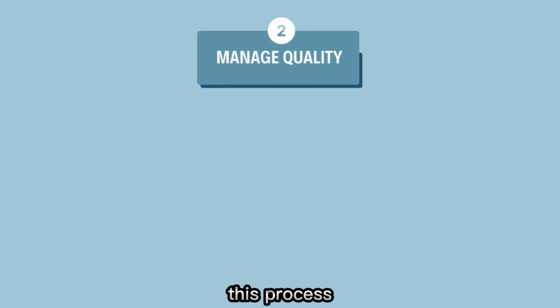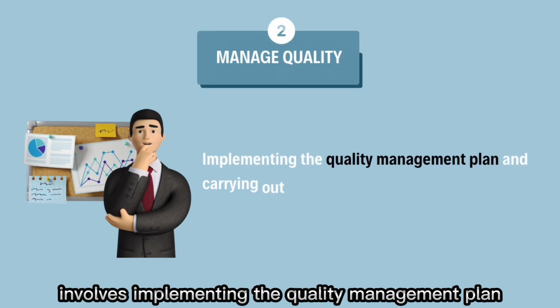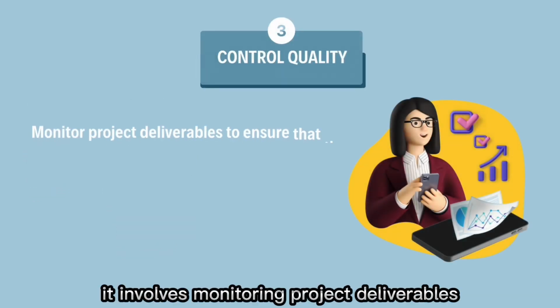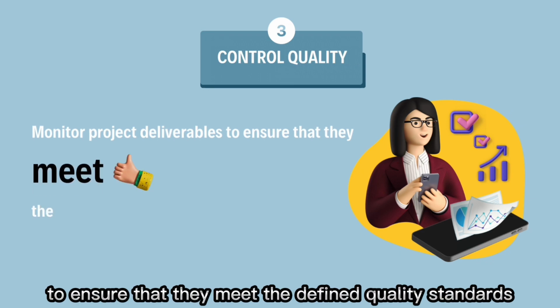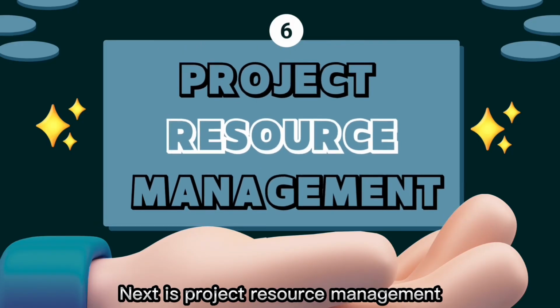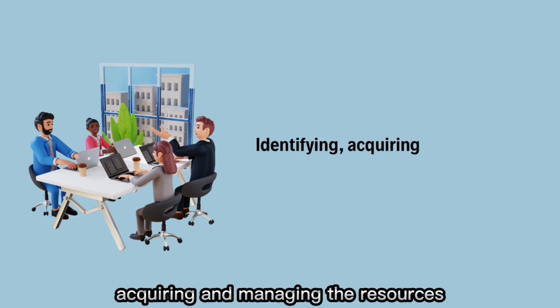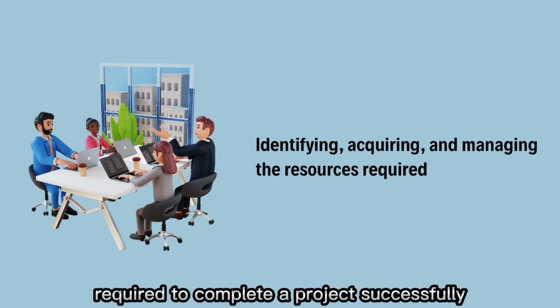Manage quality. This process involves implementing the quality management plan and carrying out quality control activities. In control quality, it involves monitoring project deliverables to ensure that they meet the defined quality standards. Next is project resource management. It is a set of processes that involves identifying, acquiring, and managing the resources required to complete a project successfully.